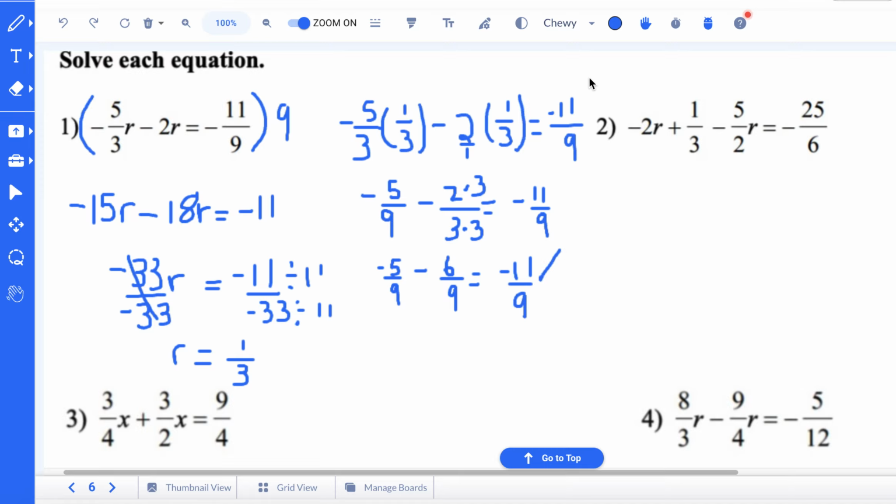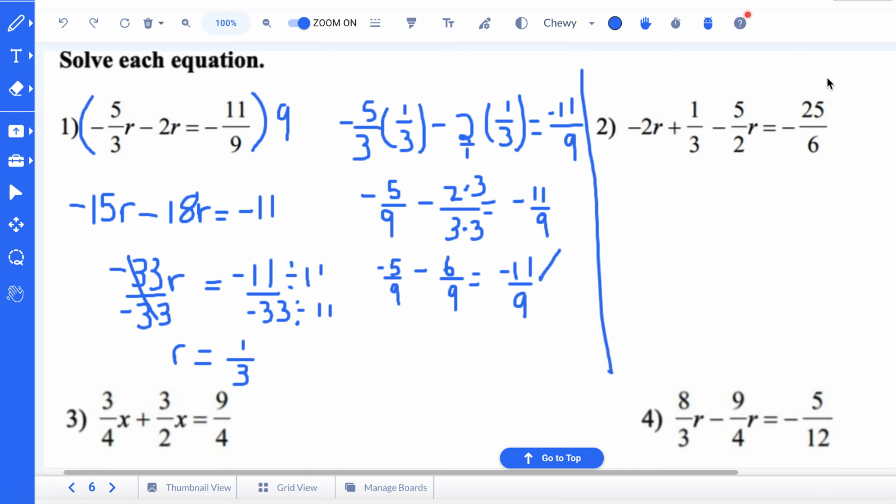Let's look at number 2. Okay, let me put a line here to divide this section. So number 2, we have negative 2r plus 1/3 minus 5 over 2r equals negative 25 over 6. Okay, so we're going to eliminate the fractions. We have 3 different denominators. We have 3, 2, and 6.